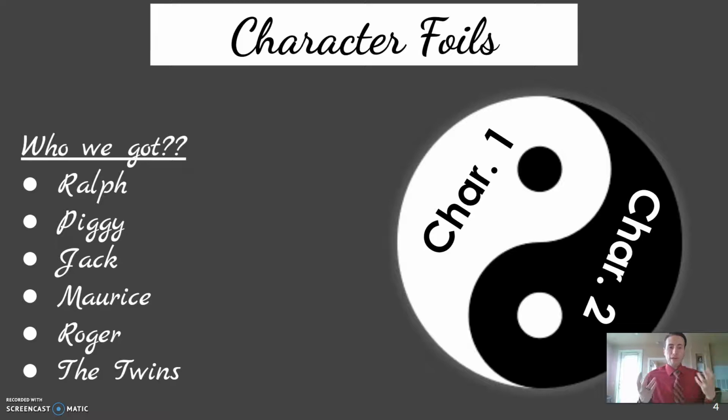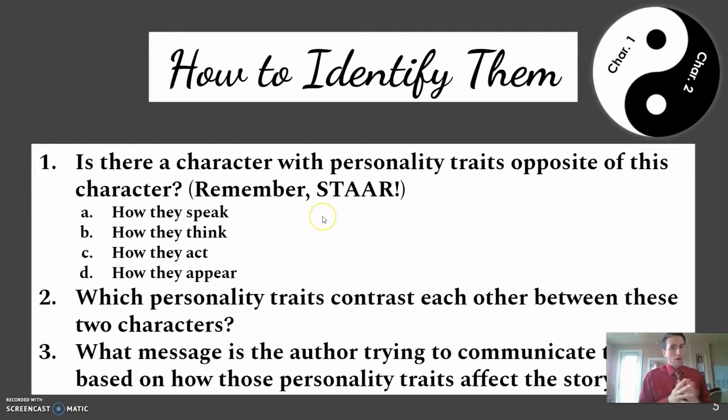Do Ralph and Piggy have two very different personalities, or maybe two very different motivations? Do Ralph and Jack see very differently on some kind of subject? When you ask yourself those questions, not only do you become a better reader, but you're also going to be able to pick up on certain things that the author of Lord of the Flies, William Golding, wants you to see. Okay? So, how do you identify these character foils?